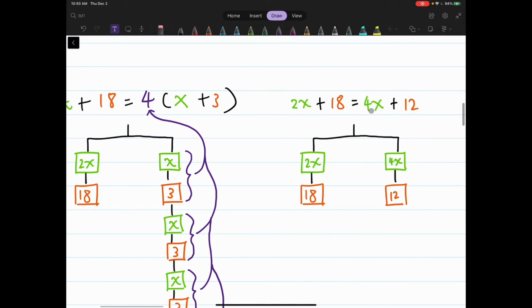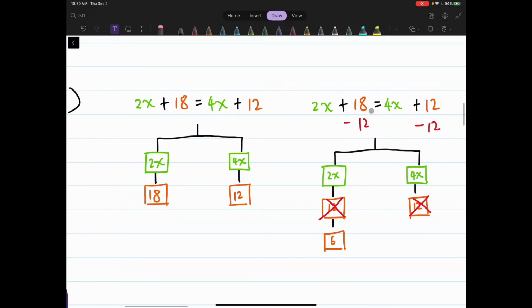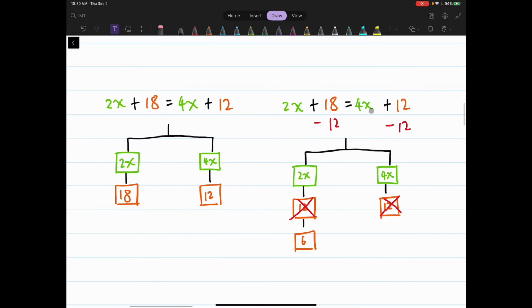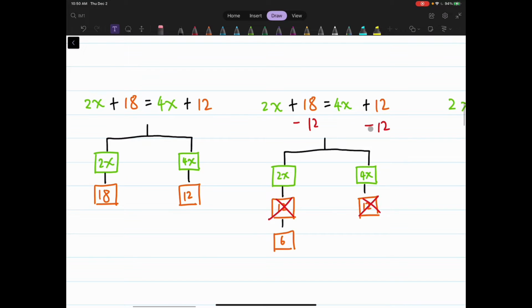And our goal isn't just to distribute, our goal is to isolate the x and to get x by itself. And therefore, what I'm going to have to do is subtract 12 on both sides, as I did right there. And visually, that's what that looks like here.